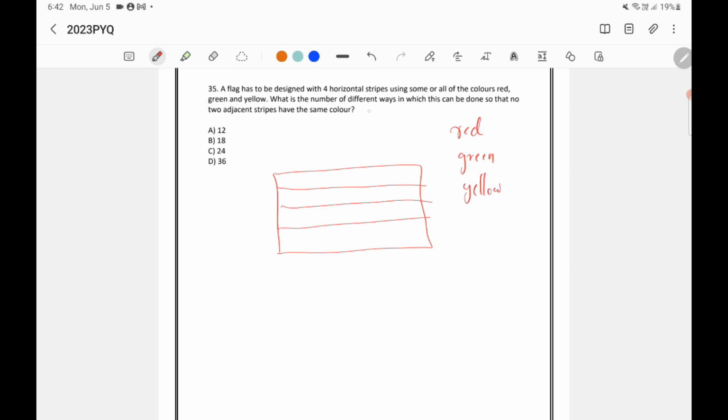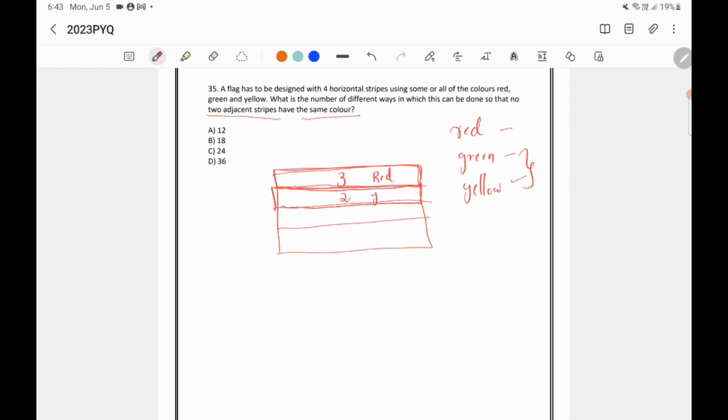Now what is the number of different ways in which this can be done so that no 2 adjacent stripes have the same color? Okay, so 2 adjacent stripes should not have the same color. Now in how many ways can I select a color in this stripe? There are 3 colors, so I can select any of the 3 colors. So there are 3 possibilities here. So let's assume that I choose red here. Then how many possibilities are there here? I can choose from green and yellow. I cannot choose red because if I choose red, then adjacent stripes are getting the same color. So there are 2 possibilities to select color here.